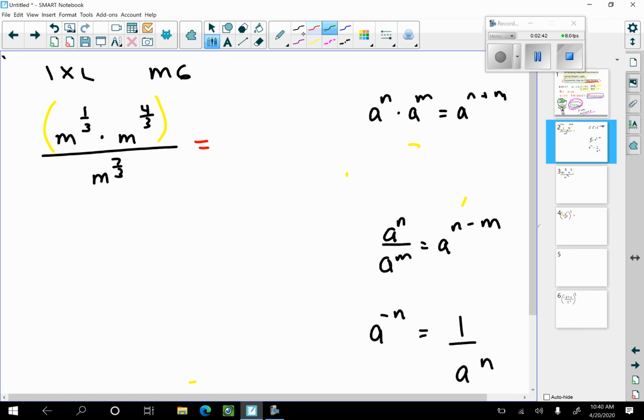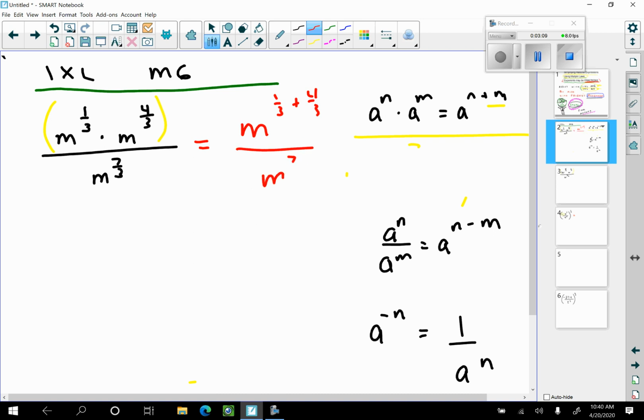This is going to be an example for IXL M6, and here I have a rational expression with exponents. The first thing I'm going to do is use this law: if you multiply like bases, you add the exponents. So this is m to the 1/3 plus 4/3 over m to the 7/3. What is 1/3 plus 4/3? This is going to be m to the 5/3 over m to the 7/3.